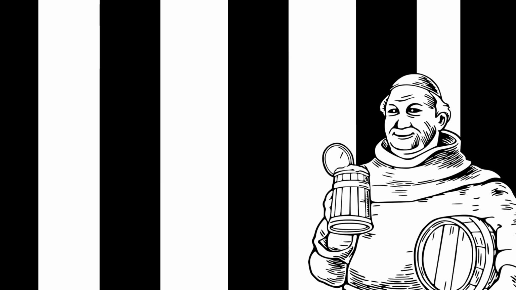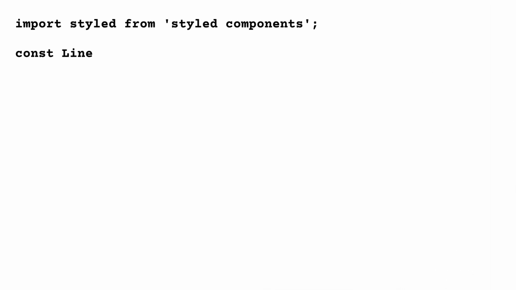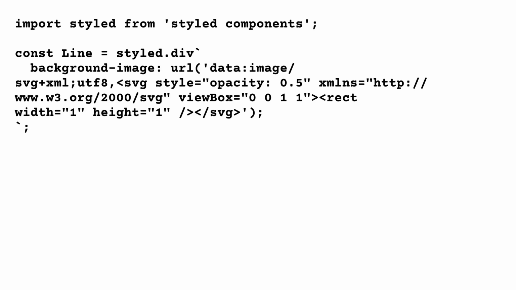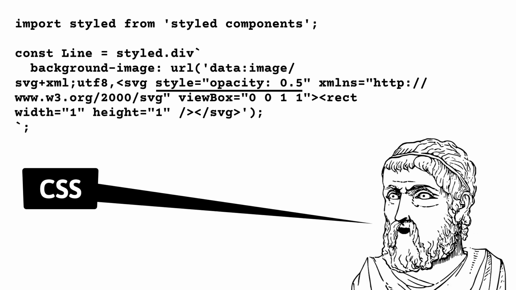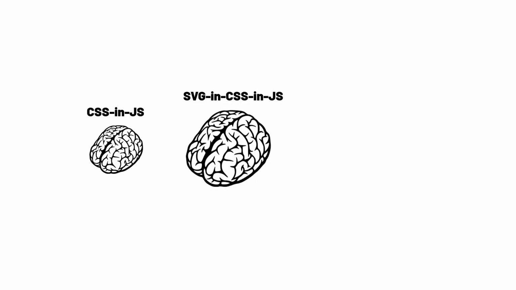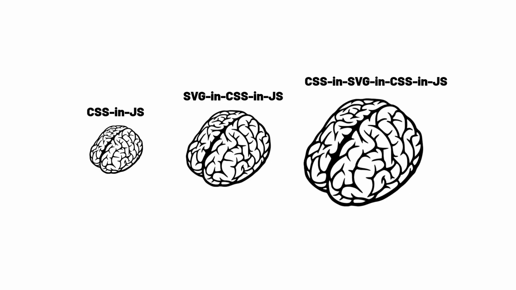If you were to include your UTF-8 encoded SVG data URL in the context of a CSS in JS tool like styled components, and if you were to include an inline style on that SVG, technically you would be writing CSS in SVG and CSS in JS, which is 3 orders of galaxy brain higher than mere CSS in JS.